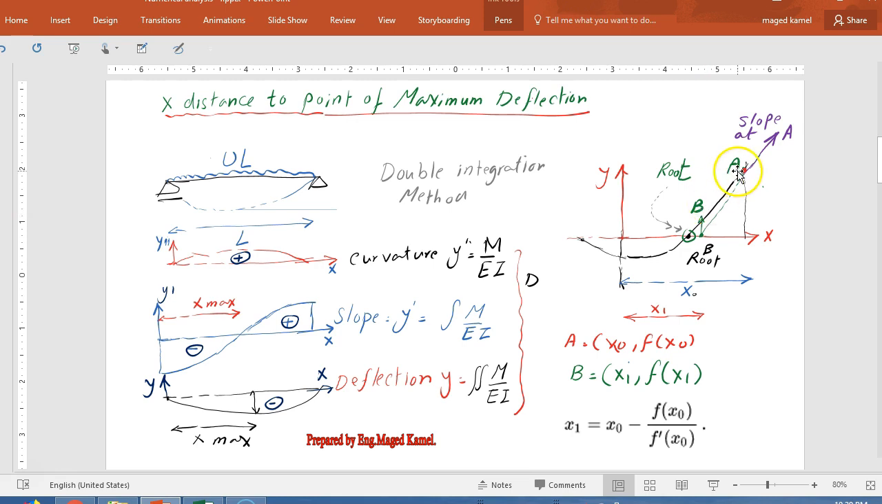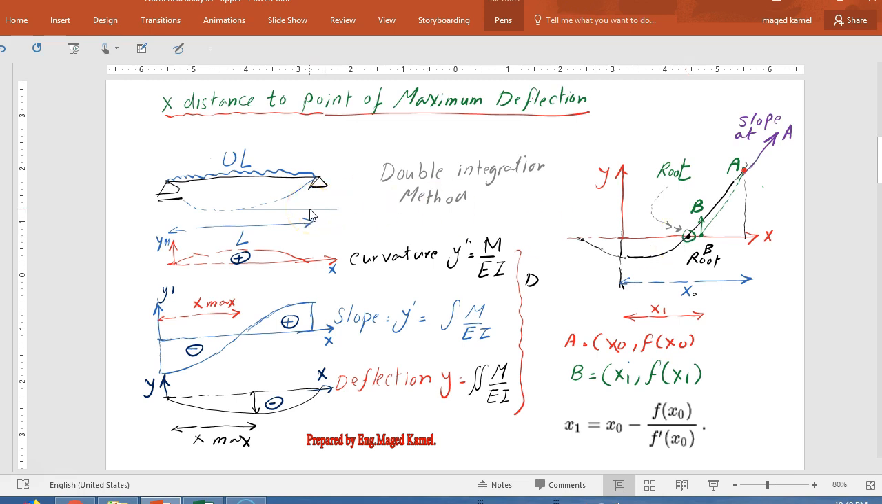Second step is we are going to make a slope at point B. Then this slope will hit the x-axis again at a certain point. For that new point, we estimate the y value, and so on. We are taking several steps. That's why we are approaching the root, or the zero y value.